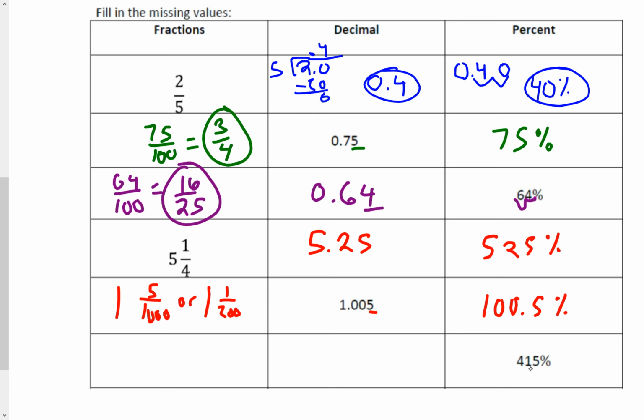And the last one, 415%. Move the decimal back 2 places and you get 4.15. And for this one, since it goes to the hundredths place, it's 4 and 15/100. Okay, which reduces to 4 and 3/20.